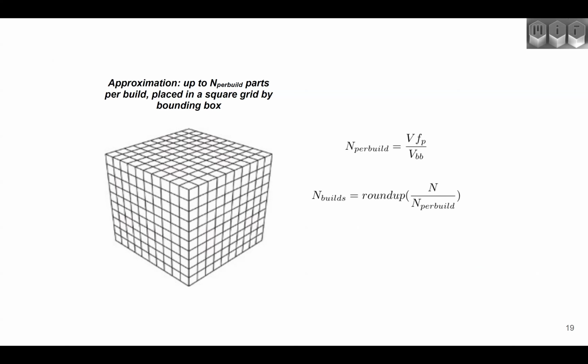So these formulas are just saying, how do we calculate the number of builds necessary to do a production run? The first answer is that we divide the total build volume by the part volume to get an estimate for the number of parts per build. And then if we have that estimate, we can divide the total number of parts that we need by the parts per build, and that lets us get to the answer of how many jobs we actually need.